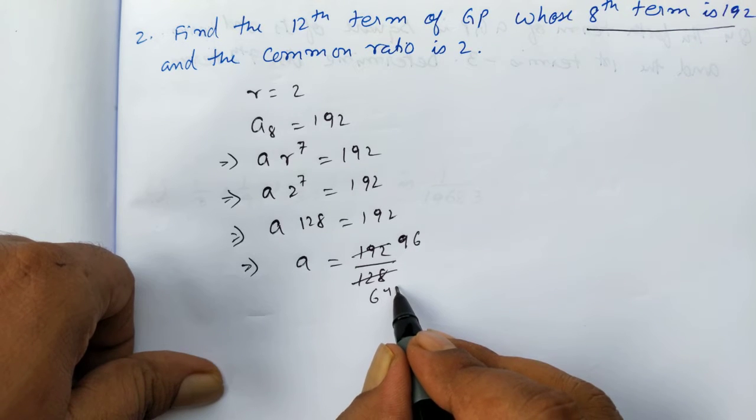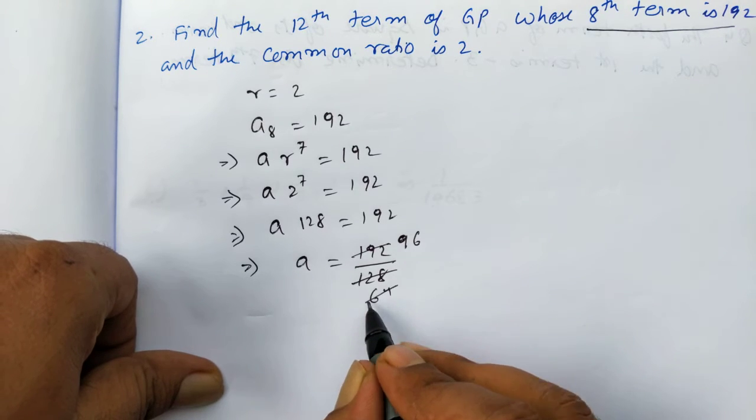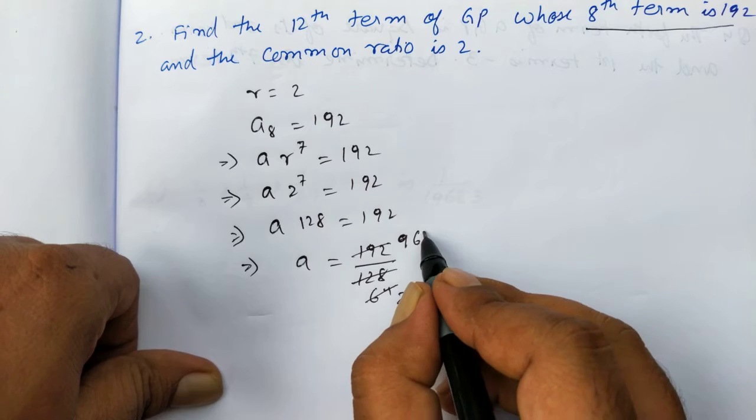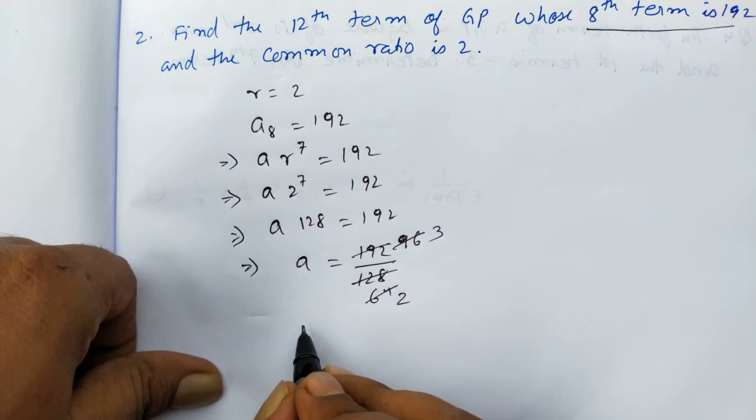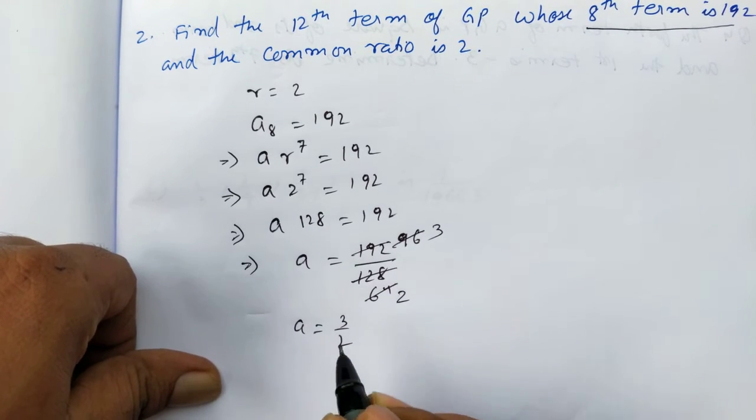296. We can cut by 32 also. 32 2 times, 32 3 times. So we're getting A equal to 3 by 2.